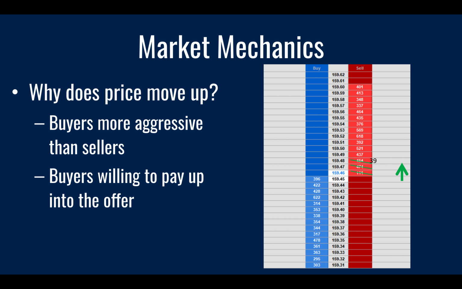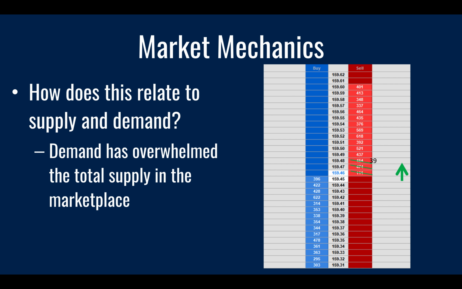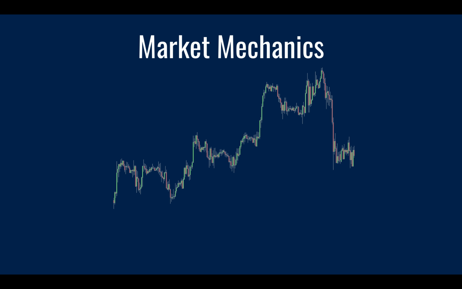But how does this relate to supply and demand? We've just seen that demand has overwhelmed the supply of the market. The trader buying 1,000 contracts has just completely taken the supply from almost 3 prices. But let's have a look at this in relation to a chart and a support and resistance framework. Here we have a plain price chart. No fancy indicators, just price. But where on the chart are people looking at buying?